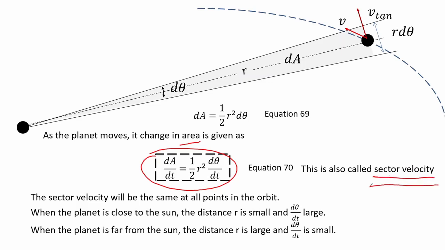So, when the planet is close to the Sun or at the perihelion, the distance r is small and the rate of change is large. When the planet is far from the Sun or at the aphelion, the distance r is large and the rate of change is small.